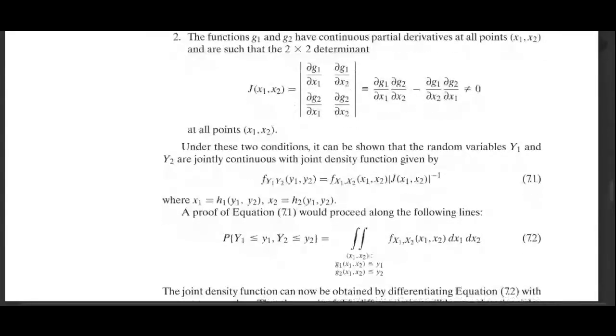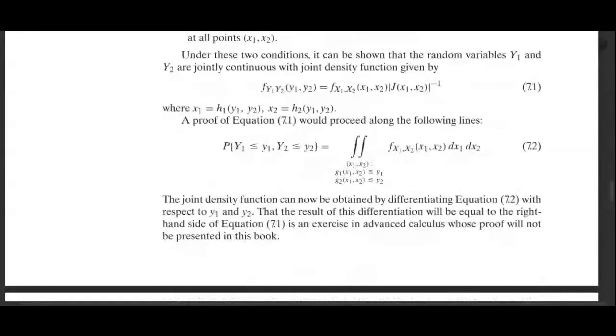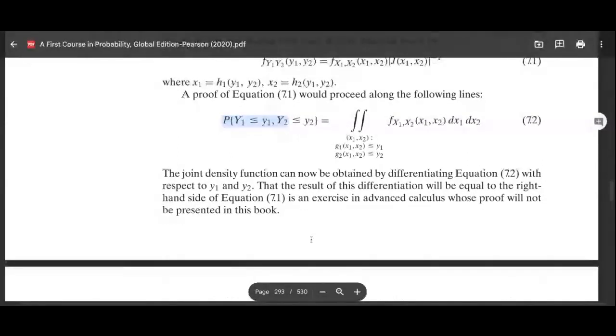So with these two conditions, we have a joint density function for the y variables, and it equals the joint density of the x variables, but with a scalar of the Jacobian. If you want to see the proof, go ahead.